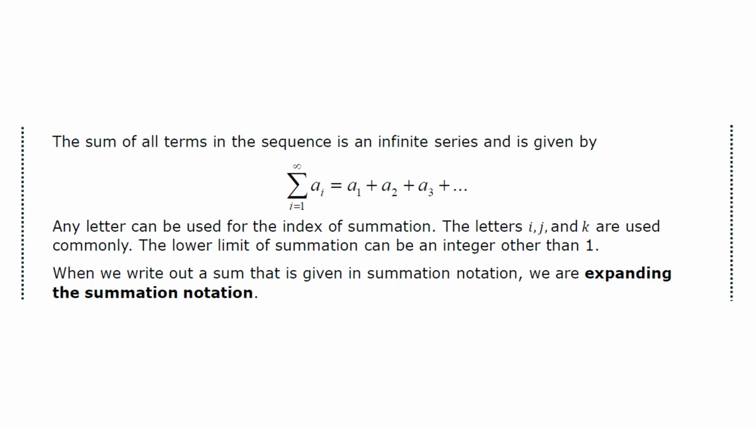The lower limit of summation can be an integer other than 1. So it could be 2, 4, 7, 8, whichever one. Then we write out a sum that is given in summation notation. We are expanding the summation notation. Okay.